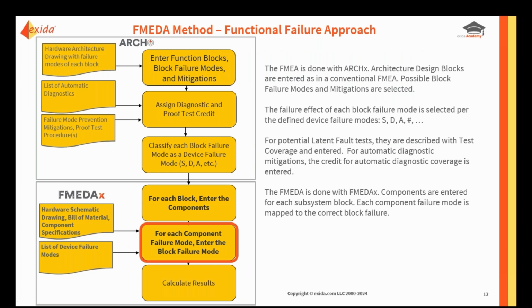Here's how it looks using the exida tool suite. The FMEA is done in the ArcX module. So you have or create an architecture drawing, essentially a block diagram. For each block diagram, you basically do an FMEA analysis, so a typical guide word analysis. Things are too high, too low, too fast, too slow, missing entirely, etc.